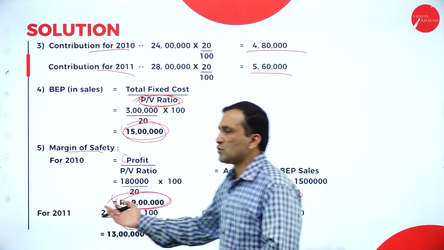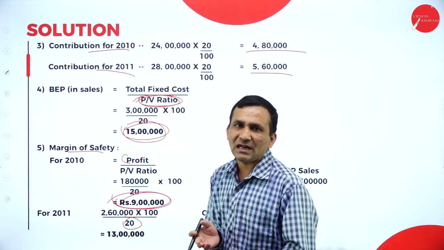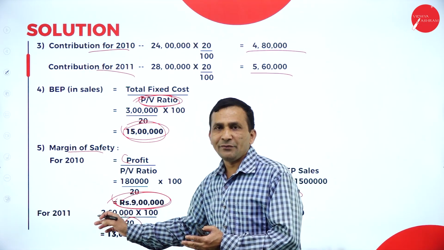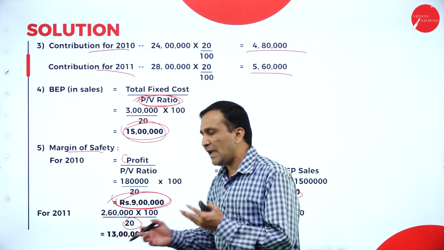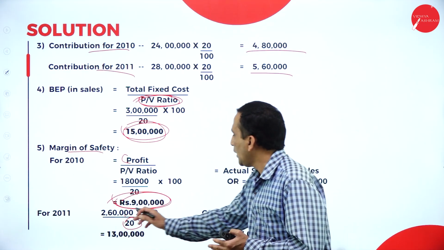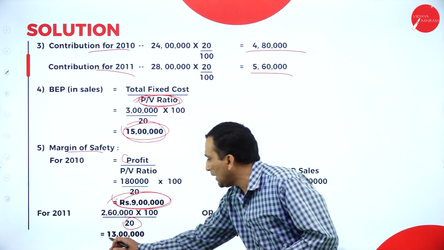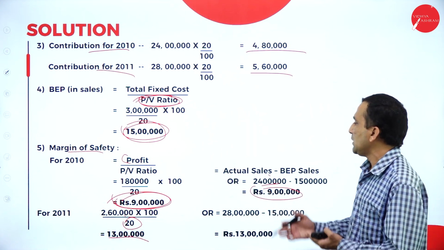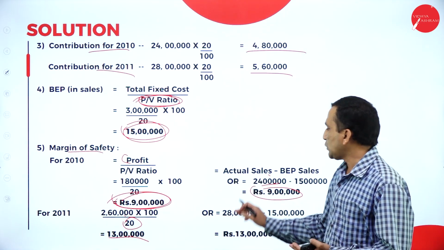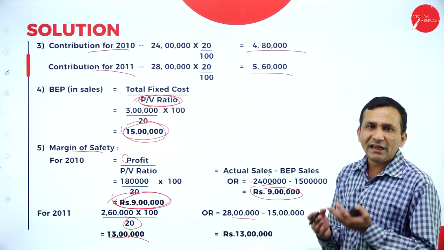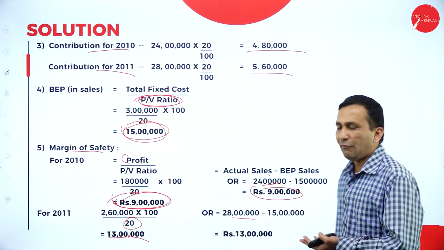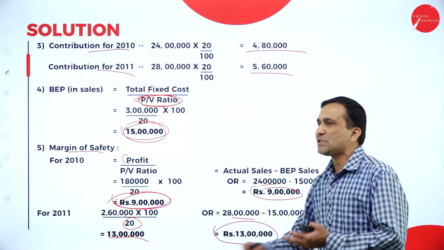Again, for 2011 we also know the profit is given as 2,60,000. Again we are applying the PV ratio: 2,60,000 into 100 divided by 20. So 13 lakhs we are getting. And the same one more formula: actual sales for 2011 are 28 lakhs, the BEP in sales is 15 lakhs. If you subtract, we are getting 13 lakhs.